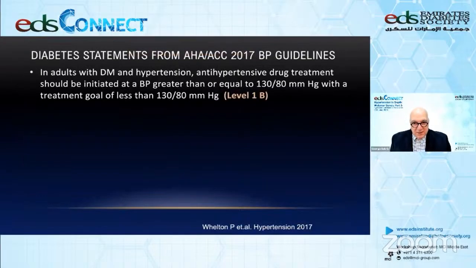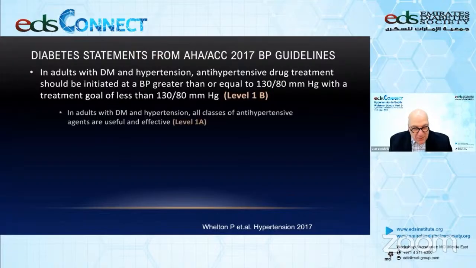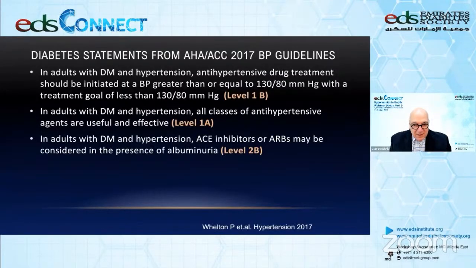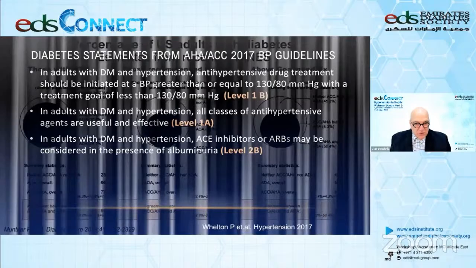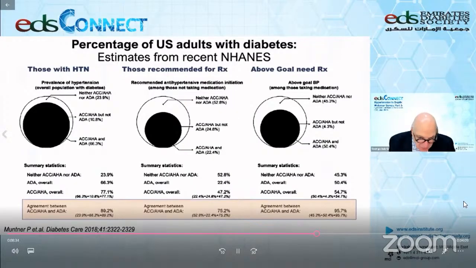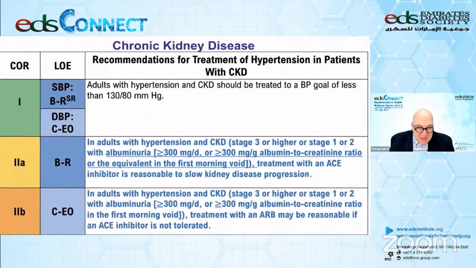Now, what about diabetes? Well, diabetes, of course, the goal is less than 130 over 80. The bottom line is that the evidence is very strong for ACEs and ARBs and to get the blood pressure controlled. There was some controversy about the ADA guidelines, American Diabetes Association guidelines, differing from the ACC guidelines. It turns out, this is a study that formally looked at this, it turns out they're very similar. And in fact, over 90% adherence. So there's no real difference. And in fact, for kidney disease, the recommendation is less than 130 over 80 to reduce mortality.